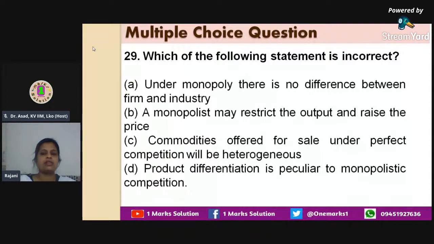Under monopoly, there is no difference between firm and industry. Definitely, that is correct. A monopolist may restrict the output and raise the price. That is also okay. Commodities offered for sale under perfect competition will be heterogeneous. The next option is that product differentiation is peculiar to monopolistic competition. So the incorrect option is that commodities offered for sale under perfect competition will be heterogeneous. That is wrong, because a homogeneous product is sold. I hope you have understood the concept.